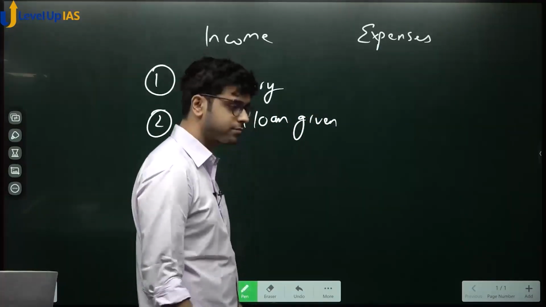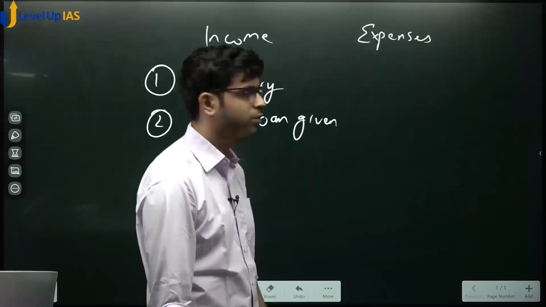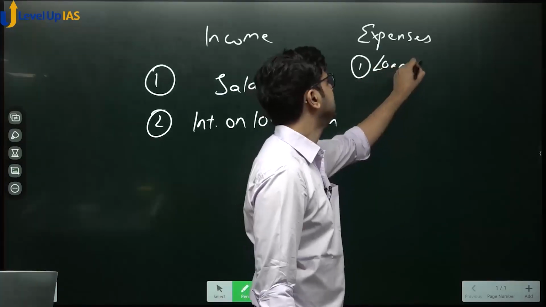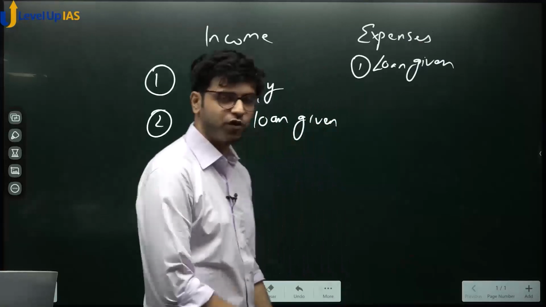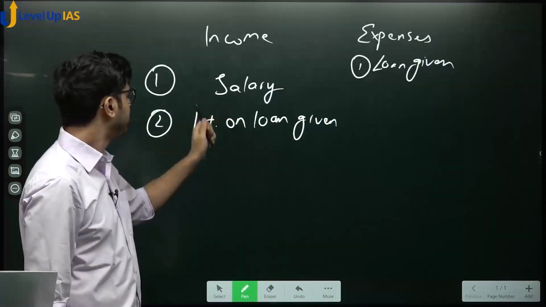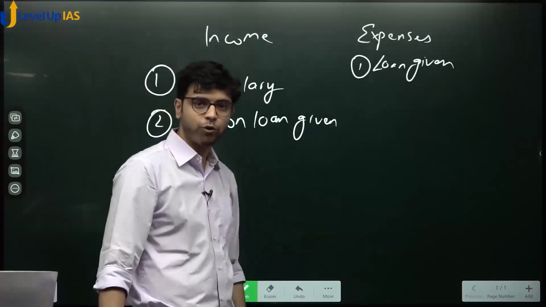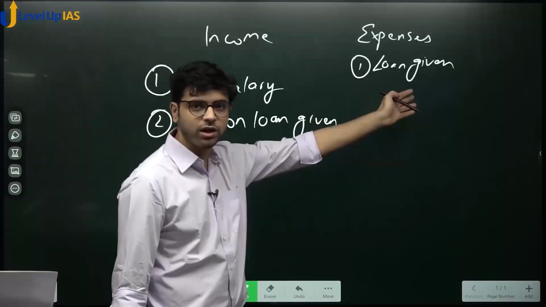Yes? We had given a loan, na? We had given a loan, which means money was flowing out. So loan given, I will write it here, because it is my expense. See, technically it is not an expense because you are going to get it back, but for now it is an outflow. So money is coming in, salary. Interest on loan given is coming in, but the loan amount itself, 2 lakh rupees, you have given as a loan. You are getting interest of 5,000 rupees.